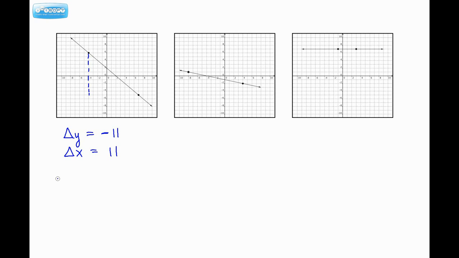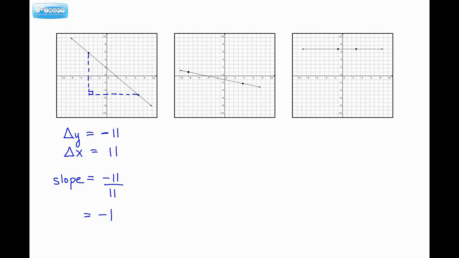Our slope is rise over run, so delta y over delta x. So we get negative 11 over positive 11, and that simplifies to negative 1. So I'll just put that in there.